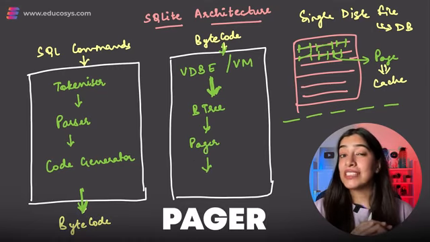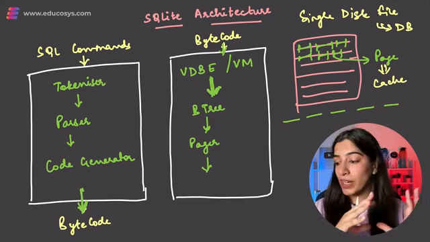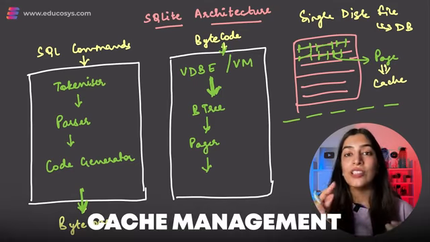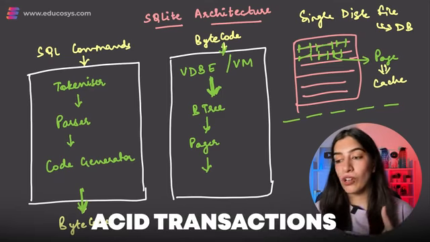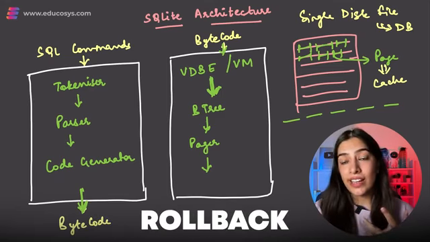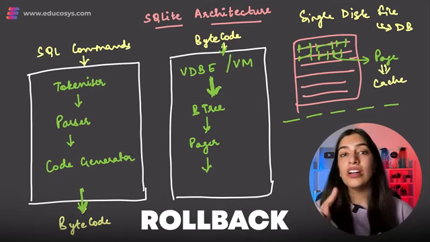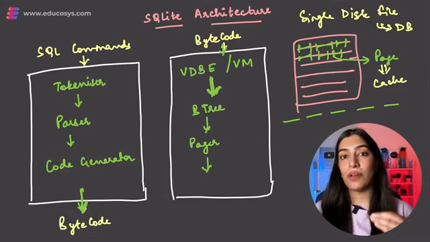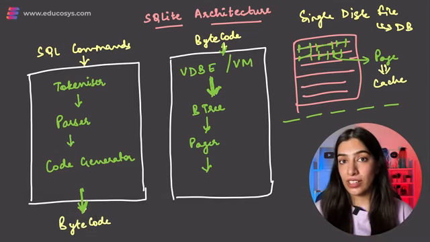This pager component is actually extremely important, and we're going to spend a lot of time on it. Cache management is just one of the things it has to do. So our ACID transactions happen because of pager. The rollback thing that I was talking about happens because of pager. The locking mechanism is done by pager. So all of that is taken care of by pager, and we'll discuss it in a lot of detail.